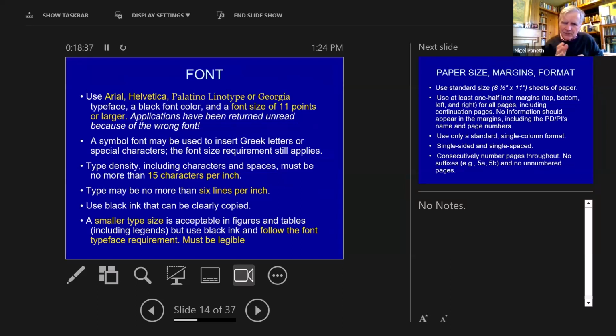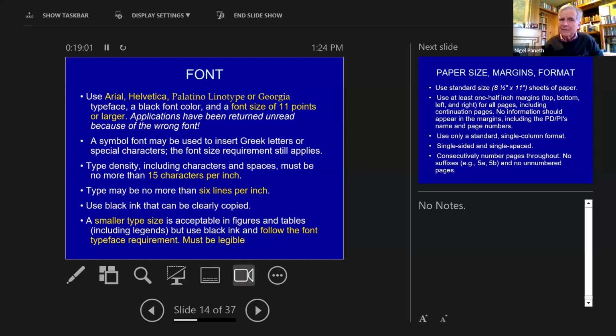I won't go over type density and type. That usually works with, say, an 11-point Arial. Everything works if you single space things. Here's a little point at the end. A smaller type size is allowed in figures and tables, but be very careful here because I have seen people kind of cheating on that, giving you an incredibly tiny font in a table.